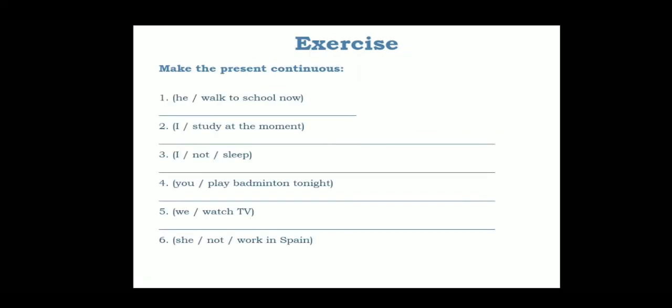Now let's do this exercise. Make the present continuous. Number 1, he walks to school now. Number 2, I study at the moment. Number 3, I not sleep. Number 4, you play badminton tonight. Number 5, we watch TV. Number 6, she not work in Spain. Have you finished? Okay, let's correct.